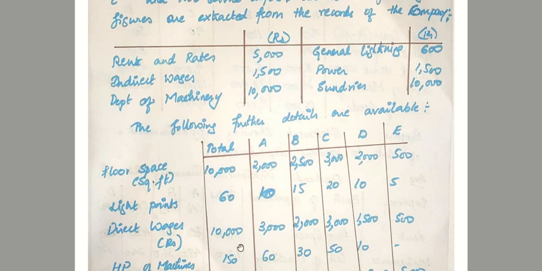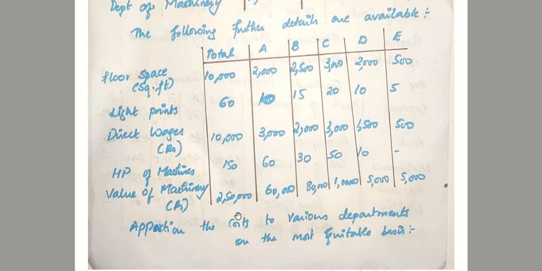12:2:2:3:4:2:1, and your direct wages ratio will be 20:6:4:3, 6:3:1, and your HP of machines, the ratio will be 15:6:3:5:1. So you can only cancel out the zeros, you cannot reduce it anymore because you have your least base as 1.